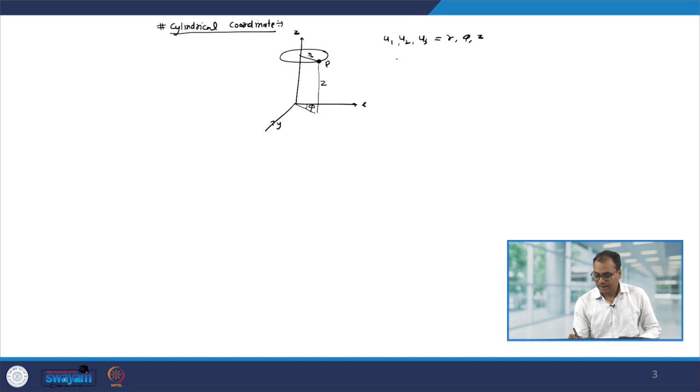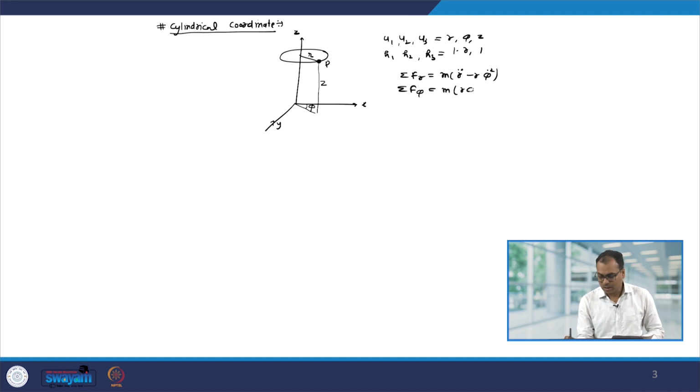And we saw that H1, H2 and H3, the scale factors, were 1, R and 1, and the equation of motion in the r direction: summation Fr was m times r double dot minus r phi dot square, summation F phi was m times r phi double dot plus 2 r dot phi dot, and summation Fz was m z double dot.